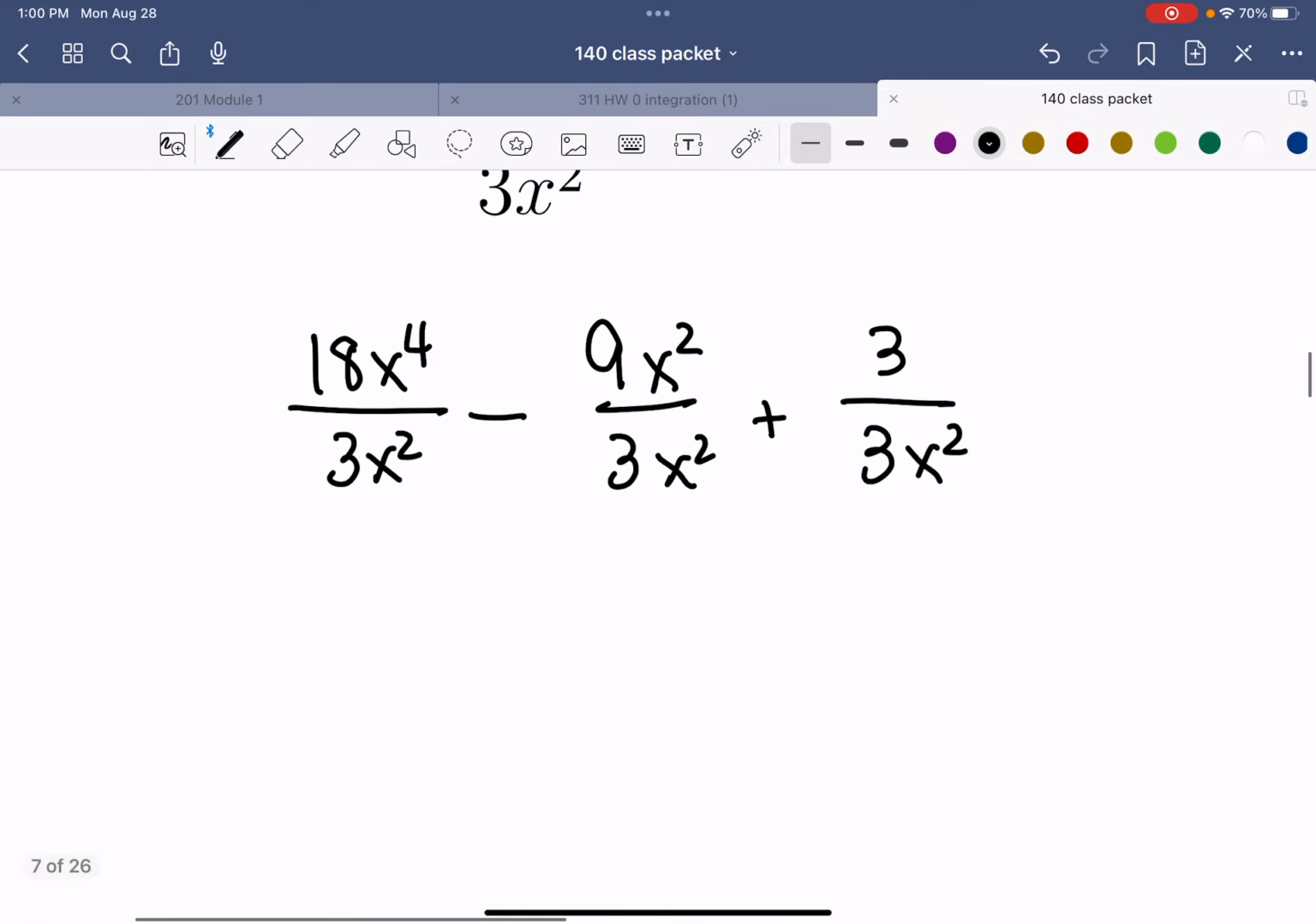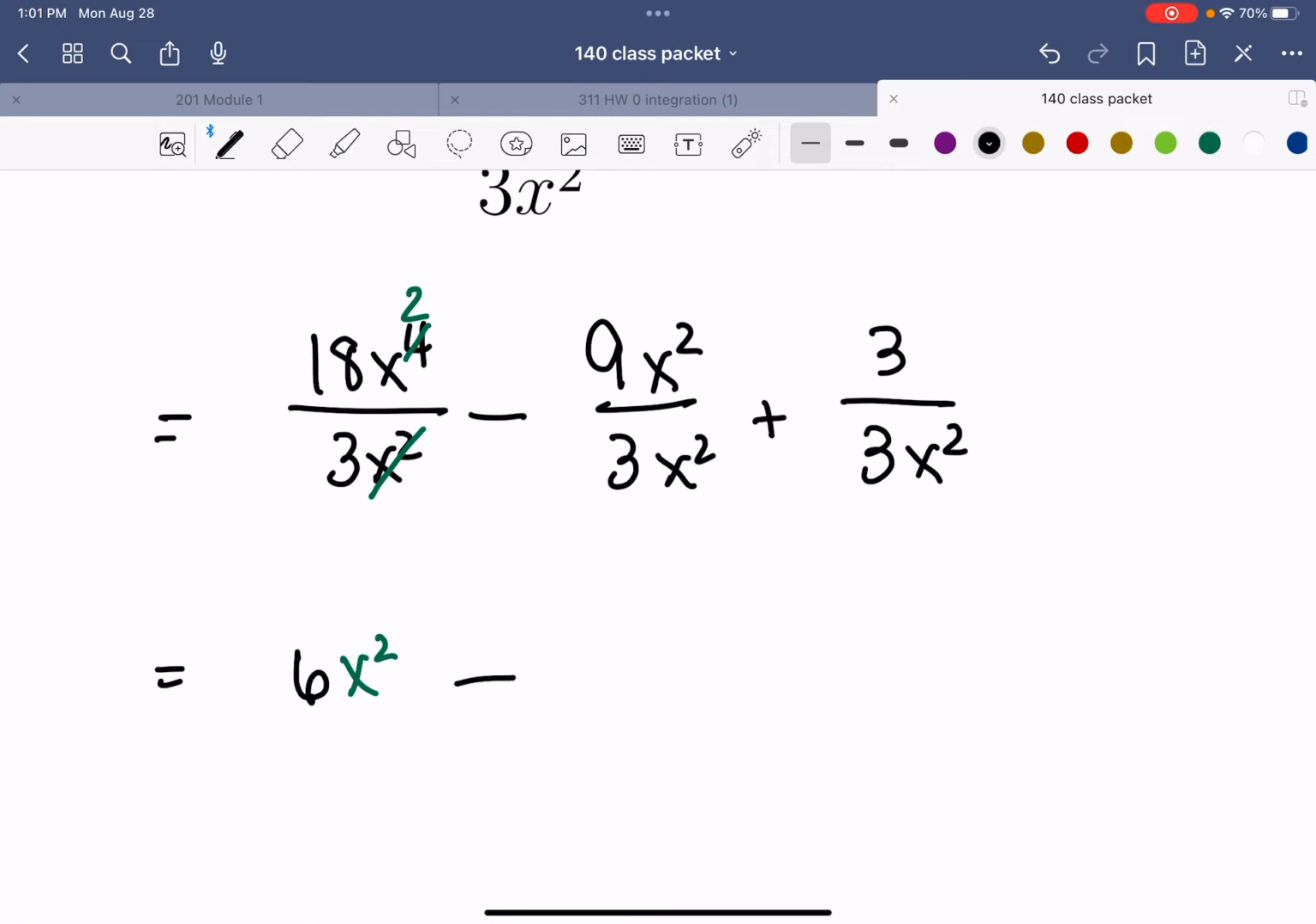Then we go ahead and simplify. So we think numbers and then variables. So 18 over 3 is 6. X to the fourth over x squared, we can subtract or cancel 2 from each the top and the bottom. So if we cancel 2 from the bottom and 2 from the top, it becomes 6x squared.